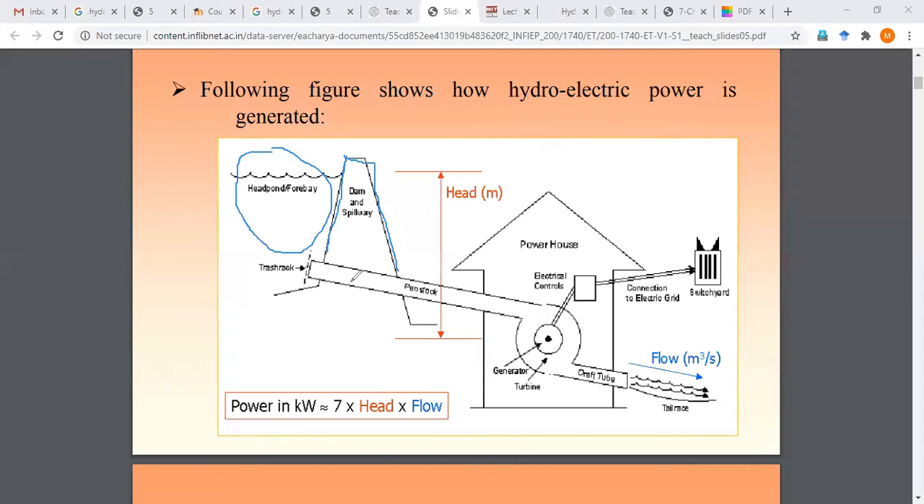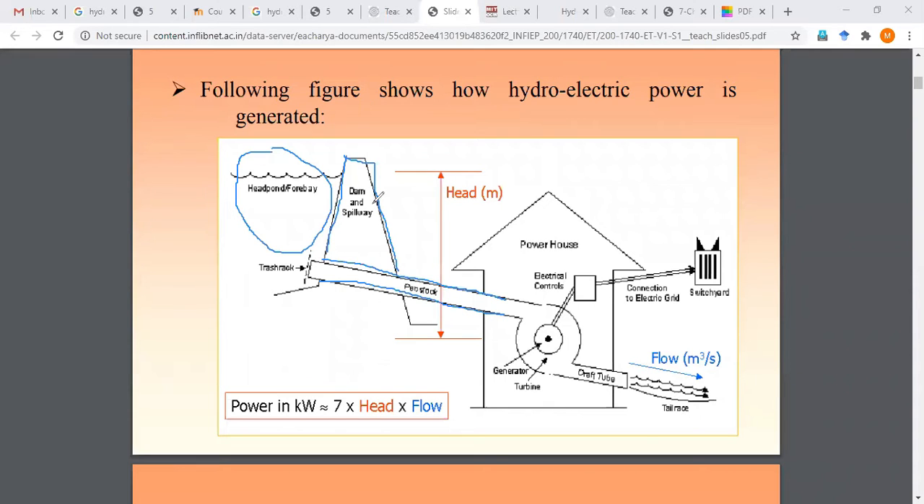Then you can see this particular part of the power plant. This is the penstock. The penstock is nothing but a pipe, a way by which we can take the stored water from the dam to the powerhouse. So through the penstock, we take out the water from the reservoir or the dam.